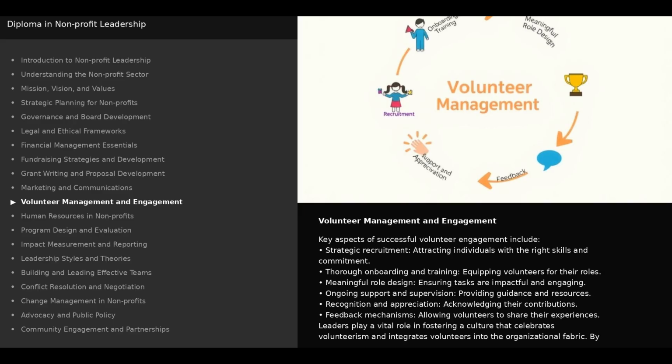Leaders play a vital role in fostering a culture that celebrates volunteerism and integrates volunteers into the organizational fabric. By investing in robust volunteer management, nonprofits can build a loyal and effective workforce that significantly contributes to achieving their mission and sustaining their efforts.